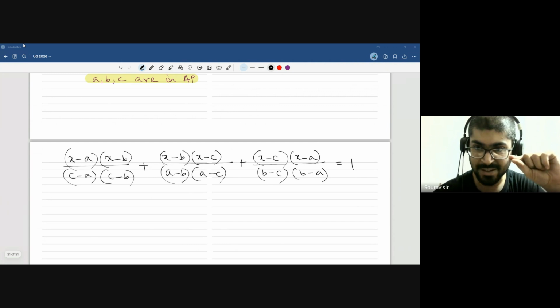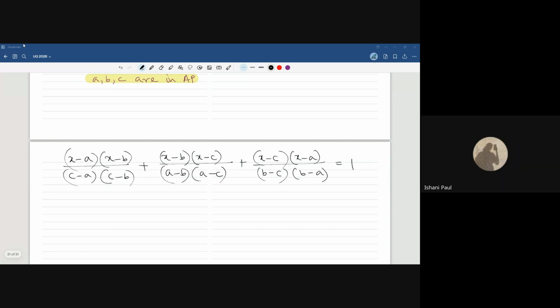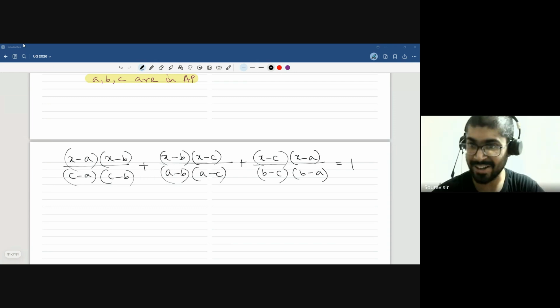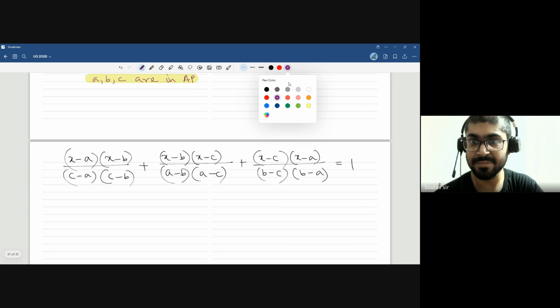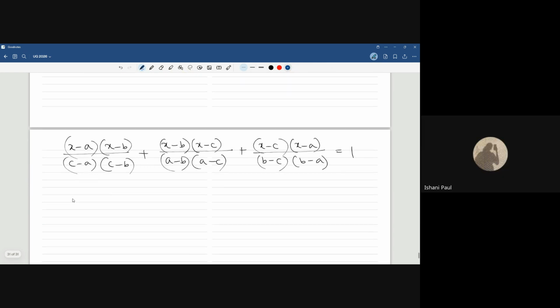I have placed exactly what you are supposed to get. See what happens in that case. C, A, and yes, go on. That is the correct answer. So what will be the first solution of x? x equal to c. Why? This will all go to 0, right?